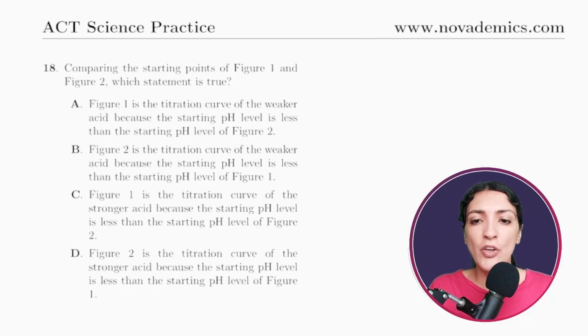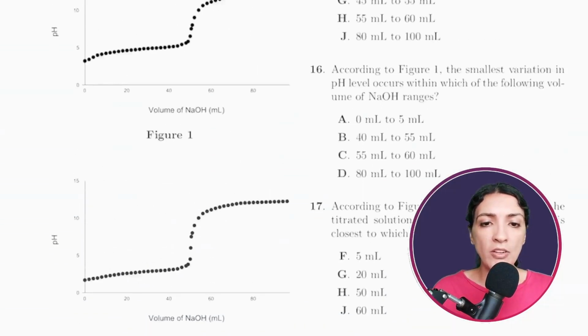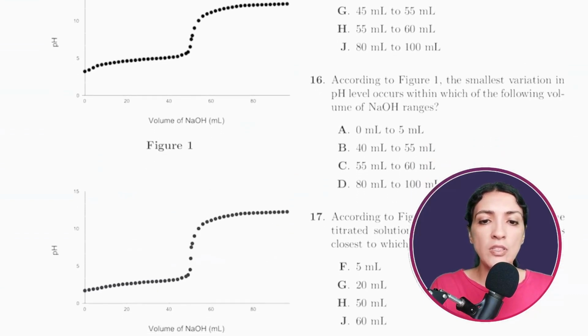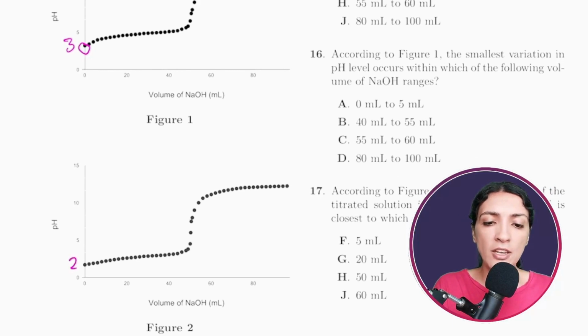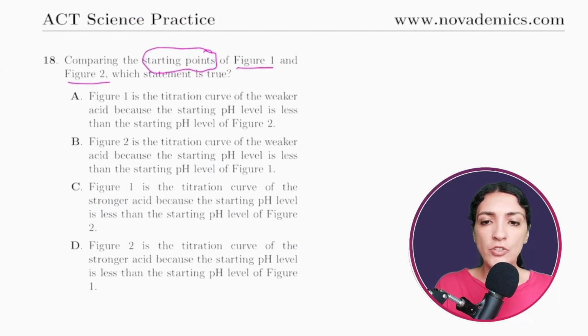Question 18's where is figure 1 and 2. So they want you to look at two figures and make a conclusion. The who are the starting points of these figures. And the why is a conclusion, we want to compare these two. So let's start by looking at the figures. So the starting point for figure 1 would be at the very left. So this is a pH level of about 3. And for figure 2, the pH level at the starting point is about 2. So let's look at our answer choices and jot it down.